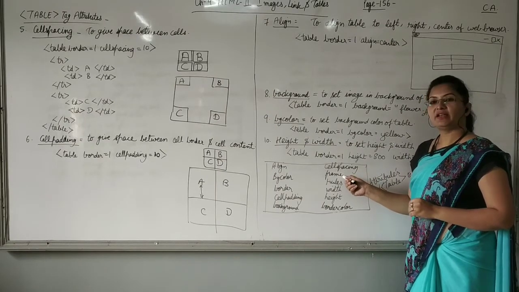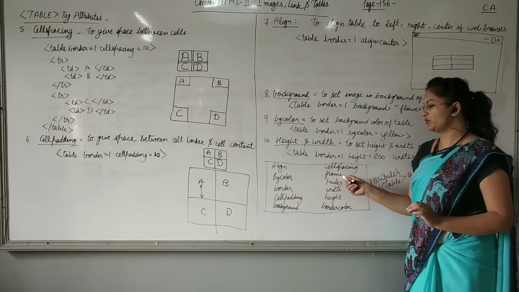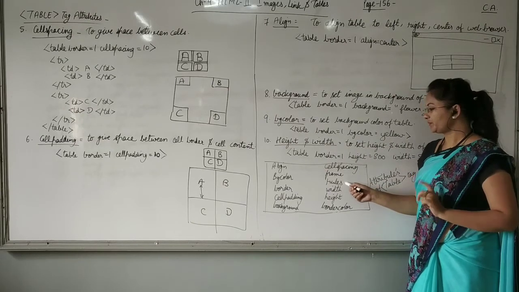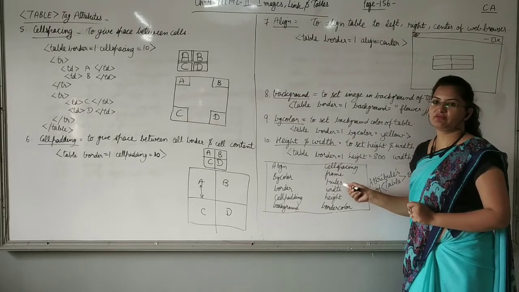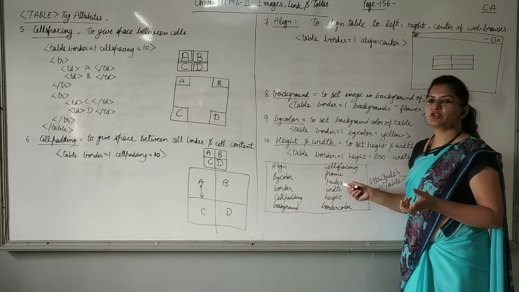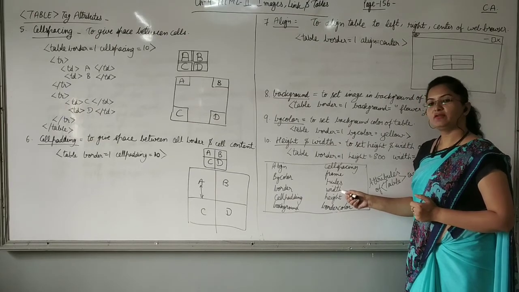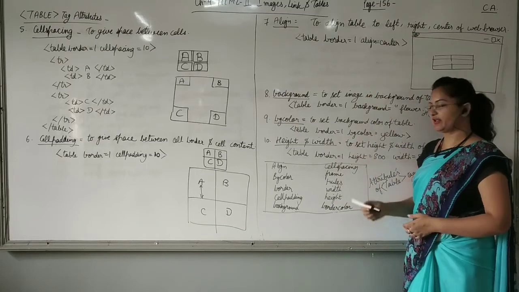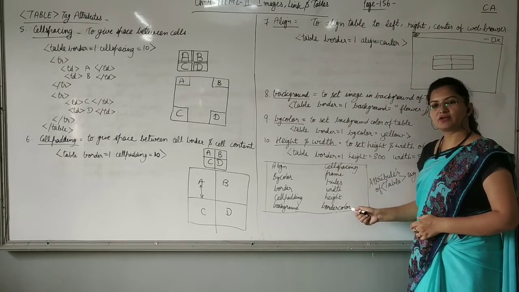Frame: here we specify the position of the border and only those borders will be visible, that means the outer border of the table. Rules: in rules we specify the position of the inside borders of the table and only those position borders will be displayed. Width will set the width of the table, and height will set the height of the table in the web browser. Border color will change the color of the border of the table.